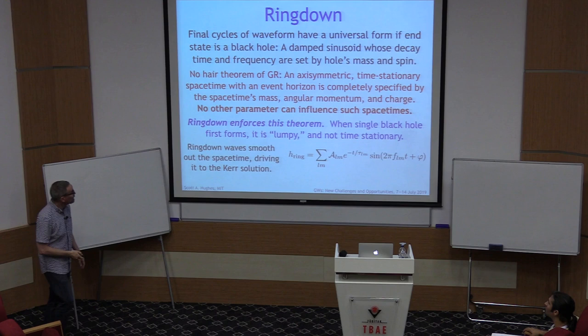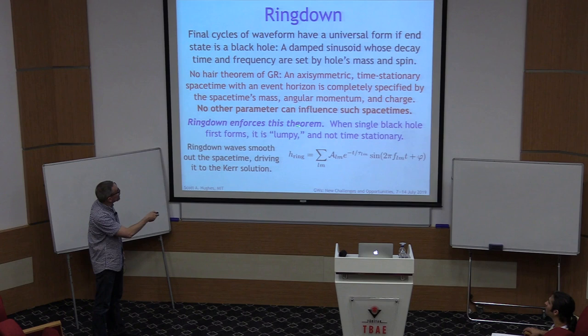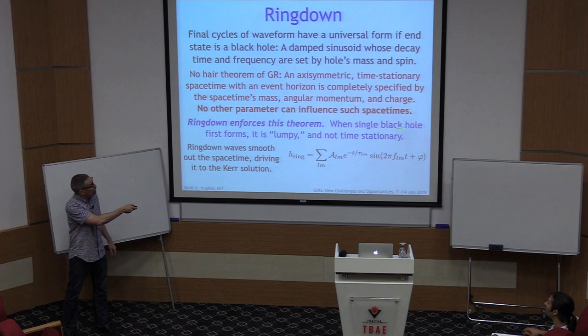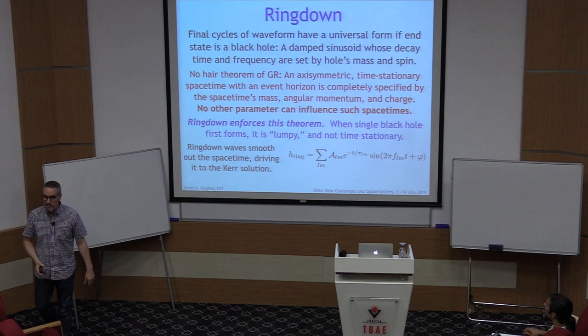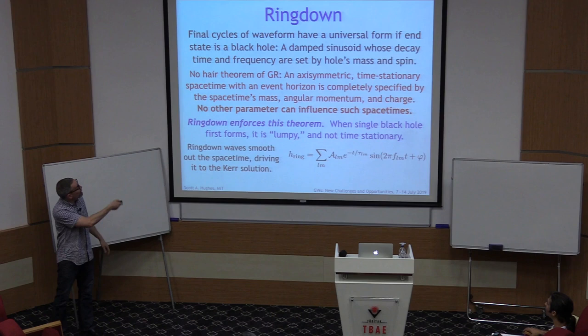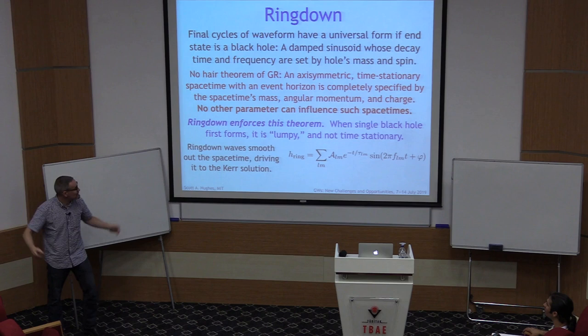The way that this theorem is actually enforced is due to these waves that we call the ringdown of the system. When a single black hole first forms, it's probably going to be very lumpy. It's not going to be one of these beautiful exact solutions. It's going to be highly distorted, with a lot of junk all over it. But if that's the case, it will not be a time-stationary solution. It will radiate, and the radiation carries away the lumps, driving it to the Kerr solution.